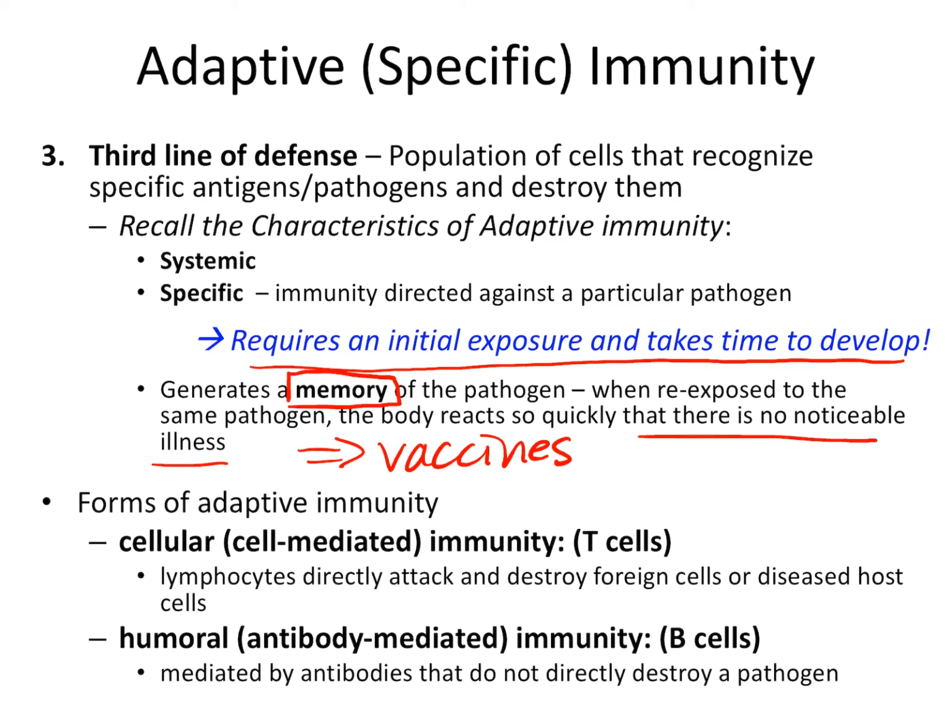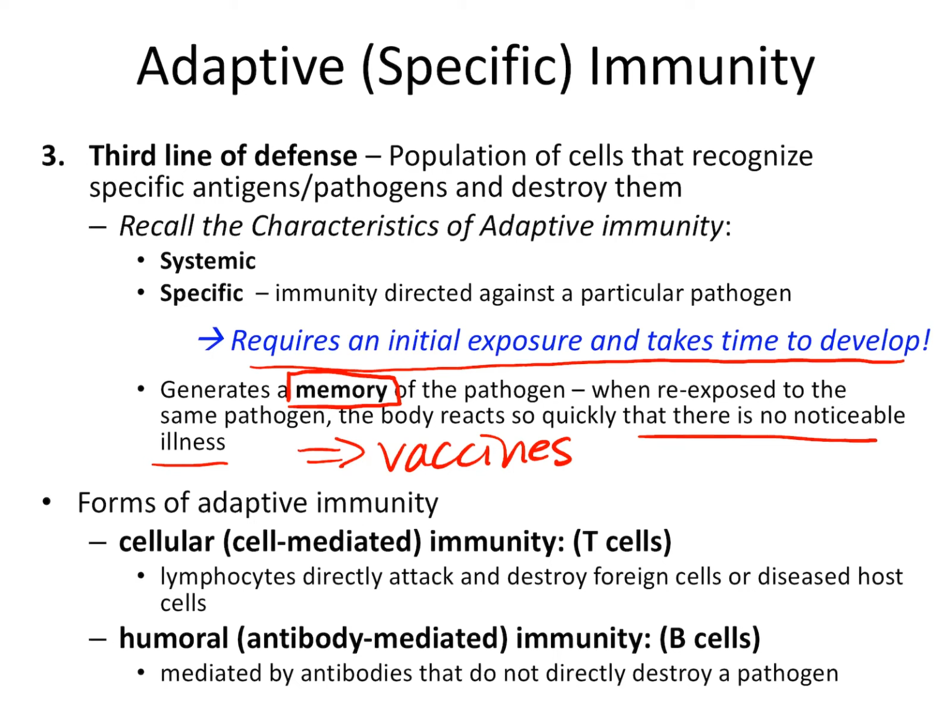There's two major forms of adaptive immunity: cellular or cell-mediated immunity, which is going to involve our T cells, and then humoral or antibody-mediated immunity, which is going to involve our B cells. Now recall, both the T and the B cells are lymphocytes. Now, with cell-mediated immunity, you're going to have these T cells that are able to directly attack and destroy foreign cells or diseased host cells.